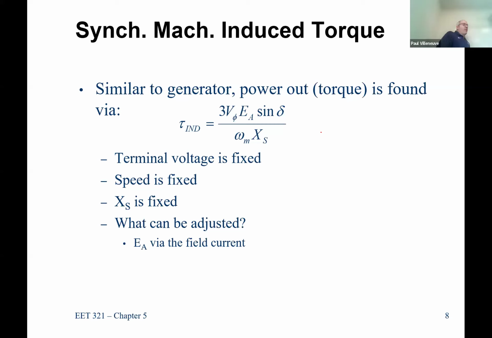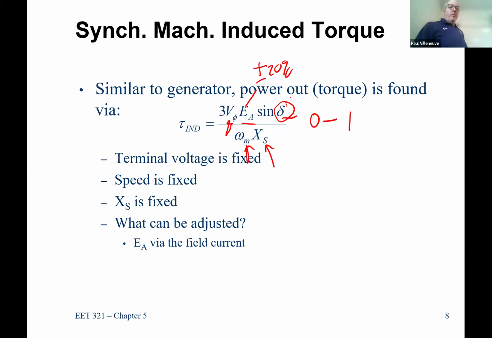Torque equation. How do we get induced torque? It's all based on our voltages, our speed, our synchronous reactance, and that key thing, the torque angle. In a synchronous machine operating as a motor, this speed is fixed because it's running at 60 hertz, and this is fixed because you built the machine, so you have a synchronous reactance. The only two adjustable ones are EA and sine delta. EA might vary by 20%, but the sine of delta can go from 0 to 1.